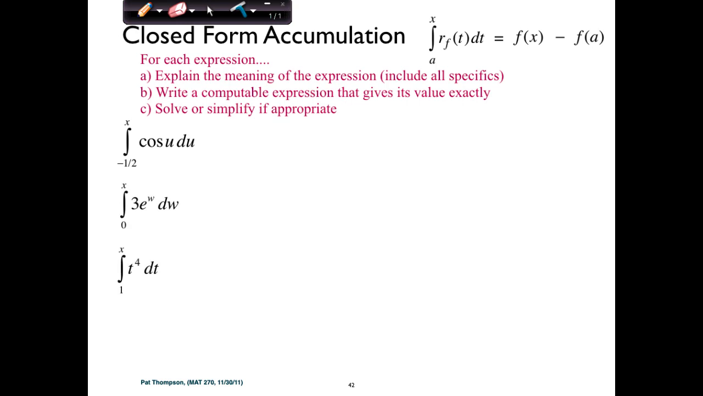Okay, see how we did. Kara, you're up. So the first one, can you tell me what that first expression means? Nice. So it's the net accumulation from negative 1/2 to x of some quantity whose rate of change is cosine of x, right? All right, and then were you able to start a closed form for that, Kara?